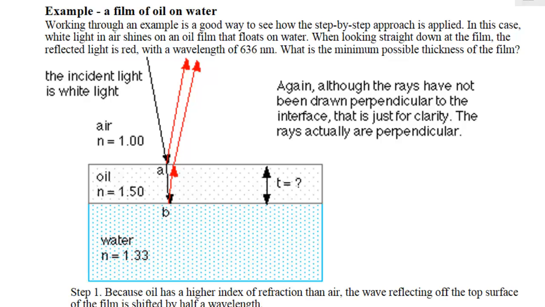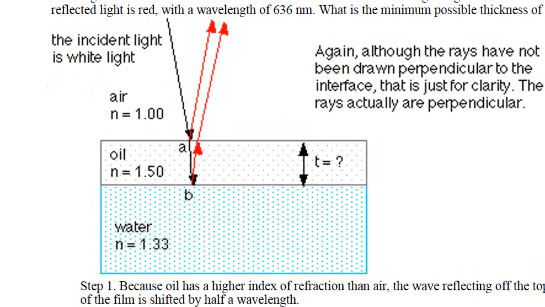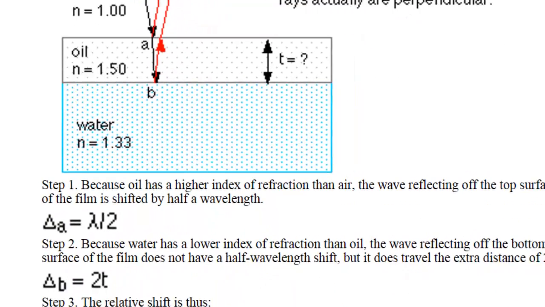So we set up our condition. We've got an oil on water. So the index of refraction for oil is 1.5, for water it's 1.3, and for air it's 1. Because the oil has a higher index of refraction than air, the wave reflecting off the top of the film is shifted by half a wavelength. So your delta A is half a wavelength.